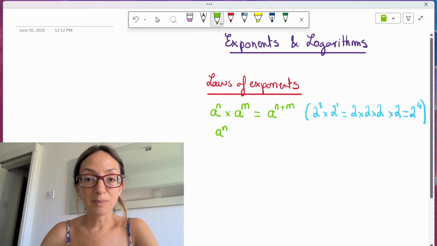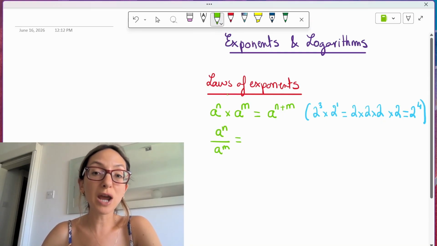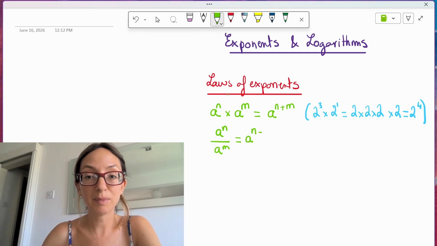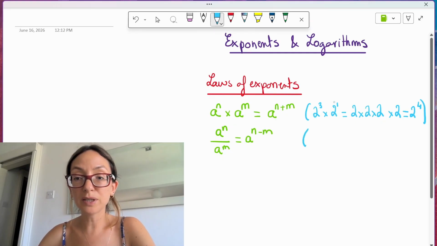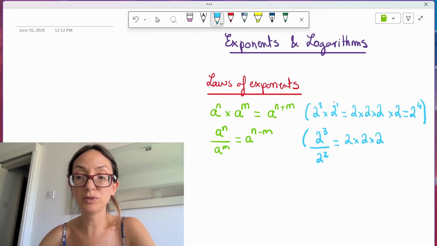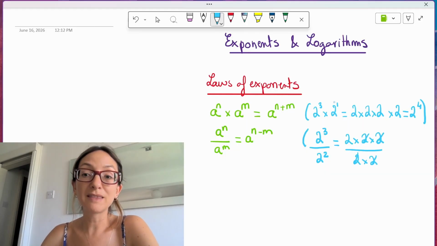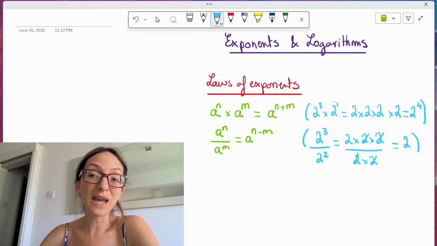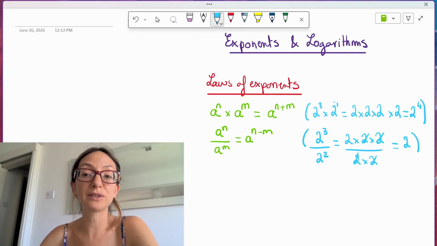Similarly, if we had a to the power of n over a to the power of m, here we subtract the powers, n minus m. Let's look at an example here. So if we had 2 to the power of 3 at the top over 2 to the power of 2 at the bottom, that means we have 2 times 2 times 2 at the top, divided by 2 times 2, and so we simplify. Then the difference is what we will be left with. So here it will be just 2 to the power of 1, which is 2. And so hence the subtraction from the numerator to the denominator.